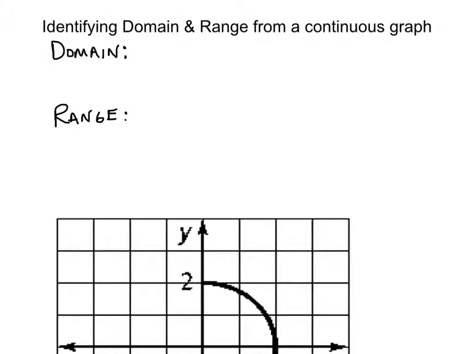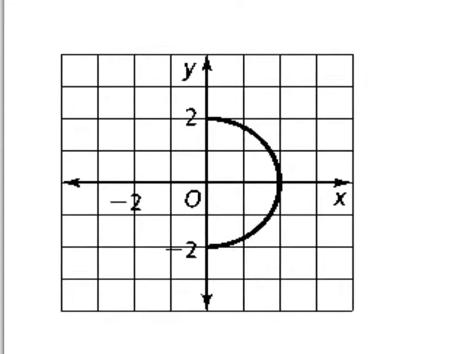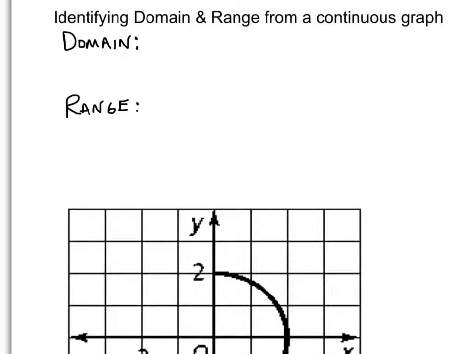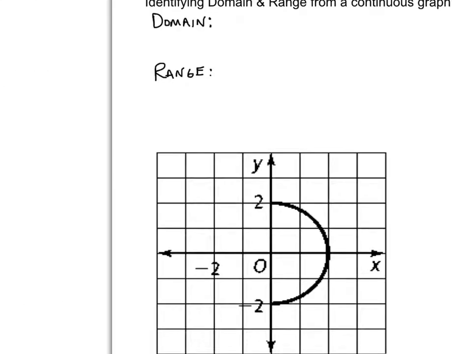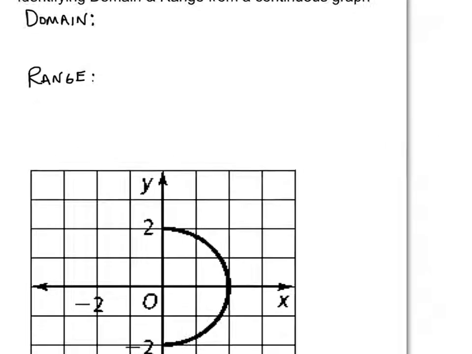When we look at the domain from a continuous graph, and what I mean by continuous graph is, when you look at this graph here, you'll notice you don't just have ordered pairs, you don't just have dots on the graph, you have lines. Those lines are going to include everything in between them, not just one point. So these domains are going to be slightly different than just a regular domain and range.